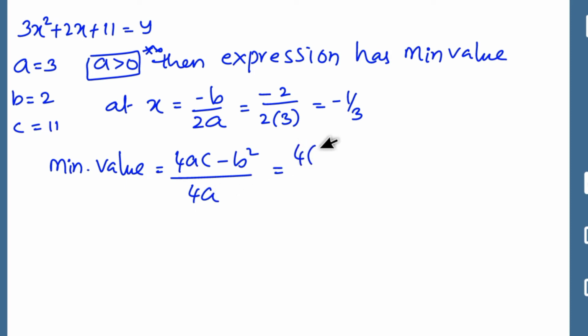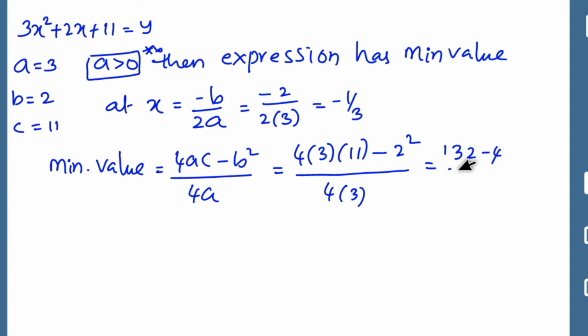4 into a value 3, c value 11 minus b square, 2 square by 4 into a value 3 is equals to 132 minus 4 by 12 equals to 128 by 12. So the answer is 32 by 3. So it has a, what is the minimum value? 32 by 3.